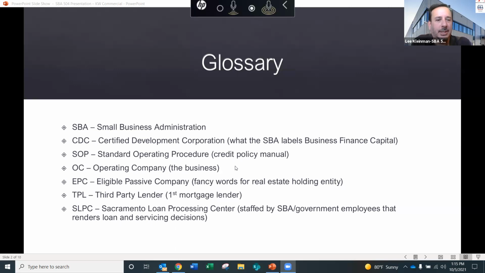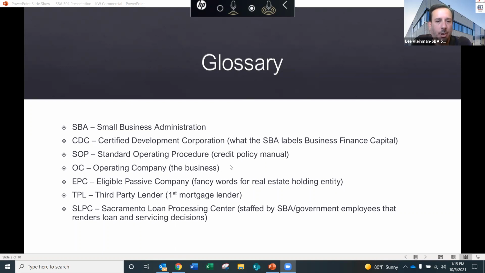The SOP is the Government Credit Policy Manual. It stands for Standard Operating Procedure. OC stands for Operating Company or the business. EPC stands for Eligible Passive Company. This is what the government refers to as the Real Estate Holding Company, which is typically an LLC. As we all know, most of our clients form LLCs to hold title to their commercial property, and then they rent it to the business.